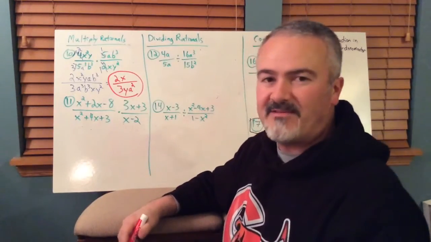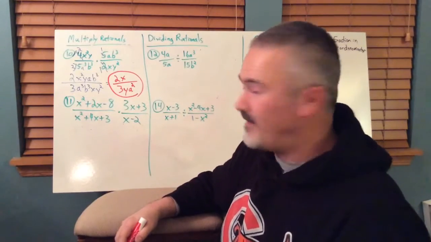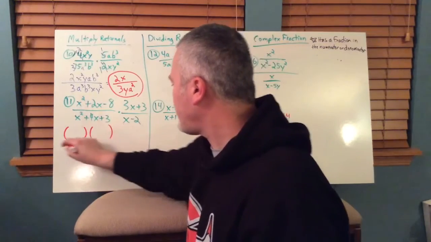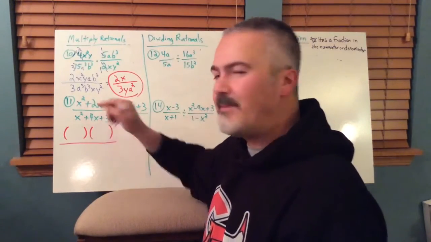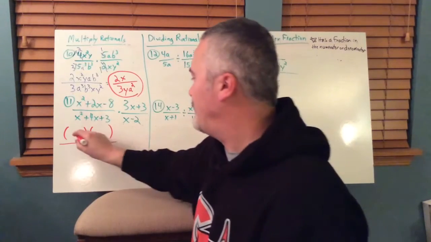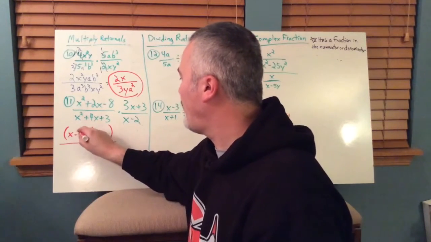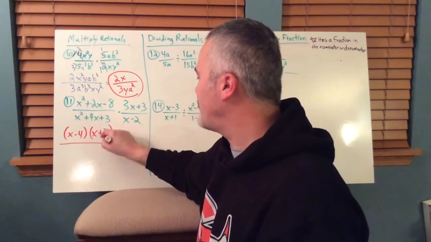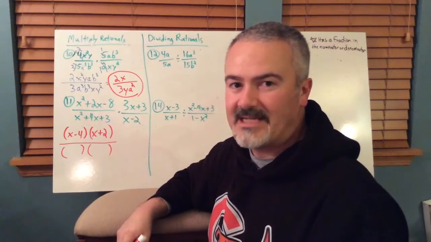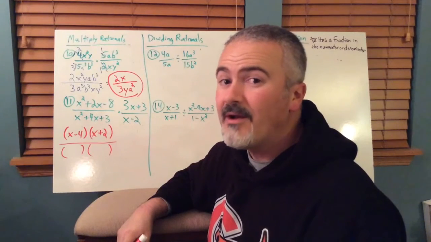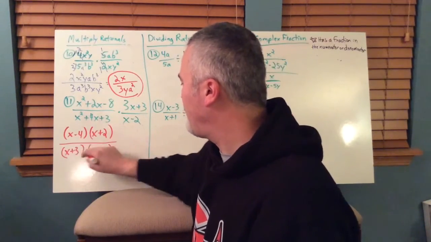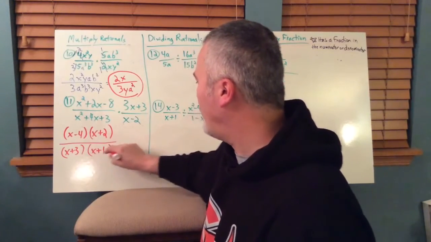Okay, example 11, very similar, except I have some factoring to do. So if I look at the numerator, what multiplies to give me -8 and adds to be 2? That sounds like -4 and +2. So we're going to go x minus 4, x plus 2. In the denominator, what multiplies to give me +3 and adds to be +4? That's going to be 3 and 1. So x plus 3, x plus 1.